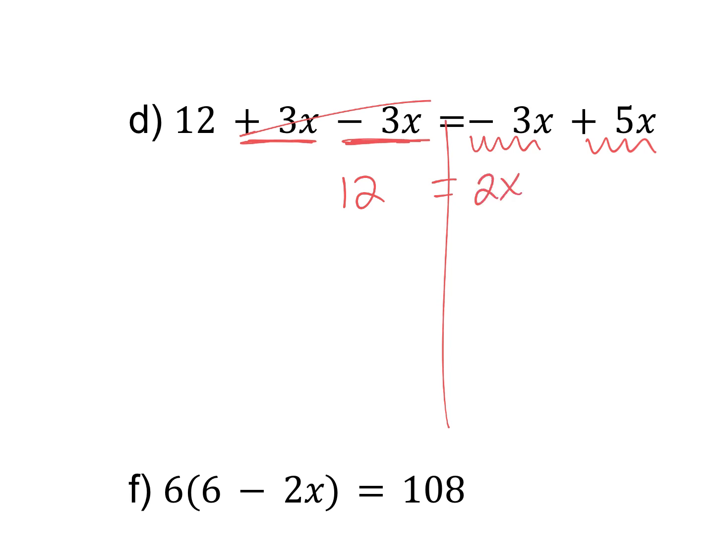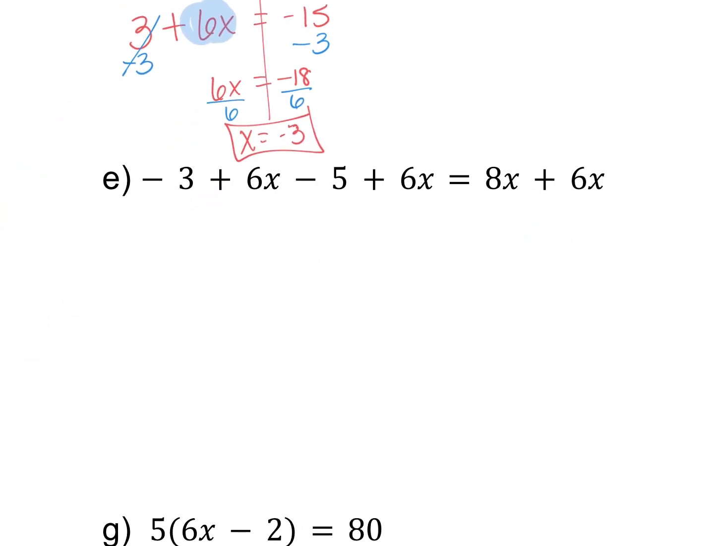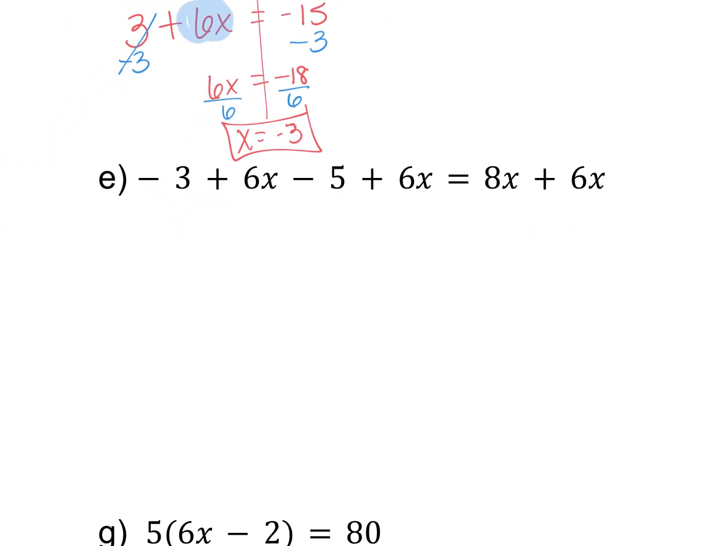Oh, look at this. It's just a one-step equation. To get the x by itself, you just need to divide by 2. So x equals 6. That was a lot shorter than the last one. Whew, look at this one. This one's really long. That's okay.